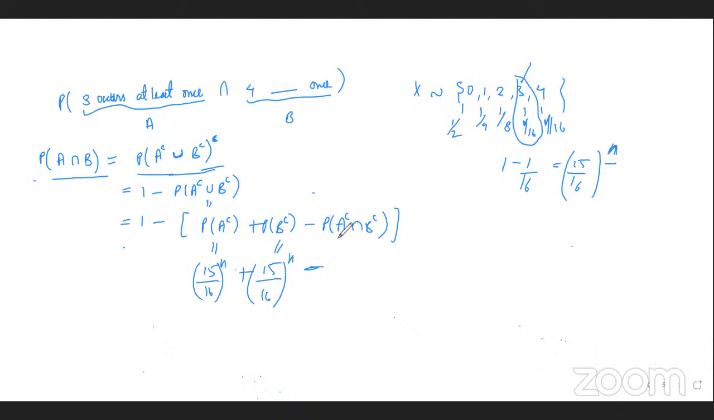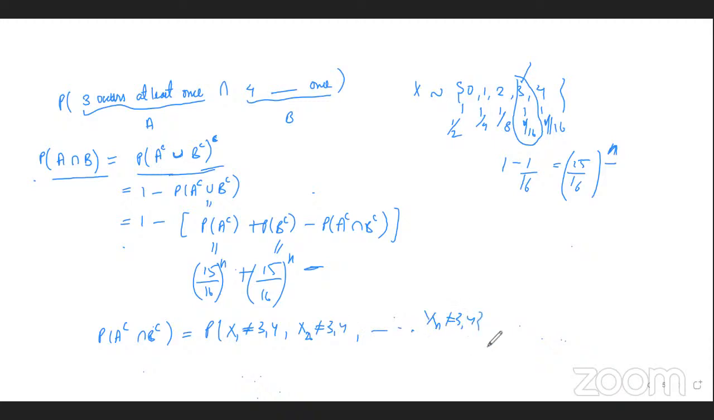It means 3 should not occur and 4 should also not occur. So what does it mean? That probability of A complement intersection B complement means 3 should not occur and 4 should not occur. So we can write the probability that x1 is not equal to 3 comma 4, x2 is also not equal to 3 comma 4, and it can go to xn.